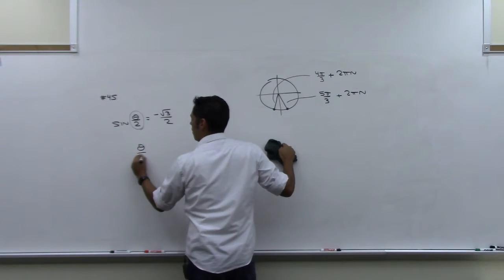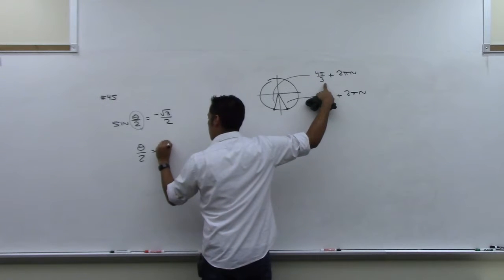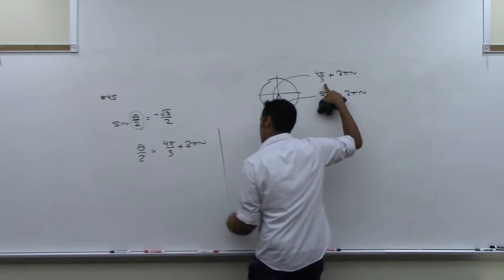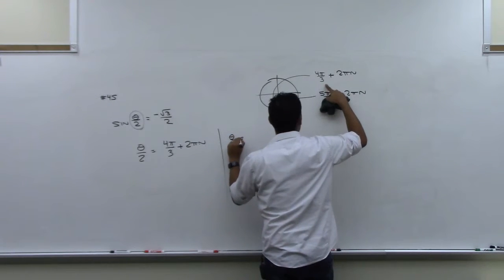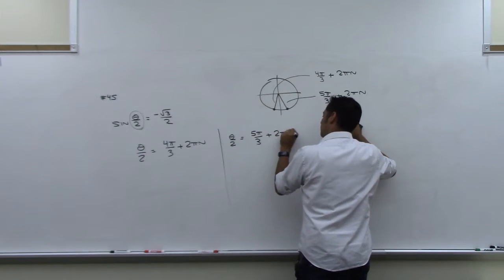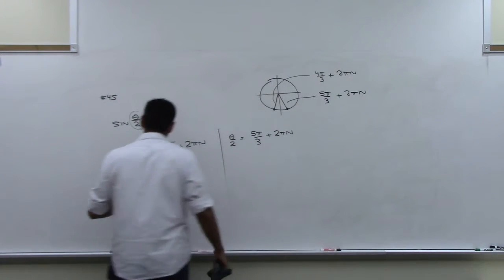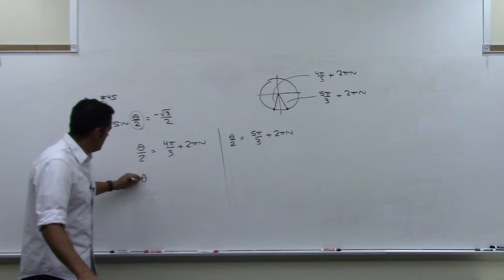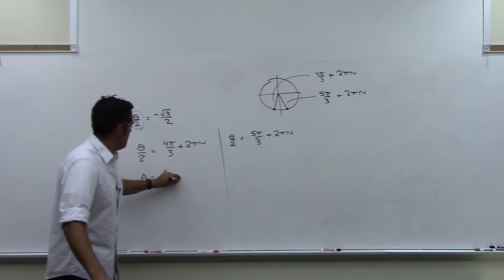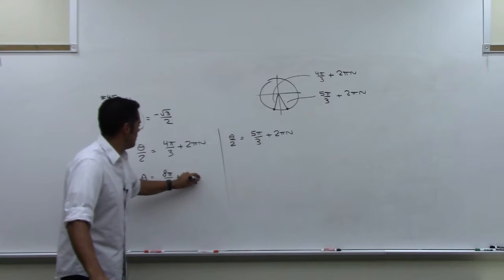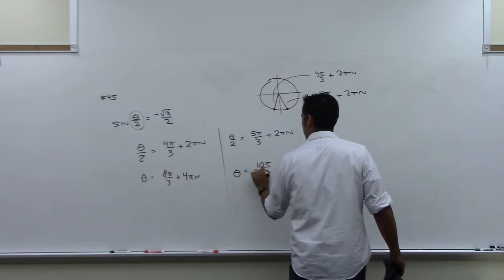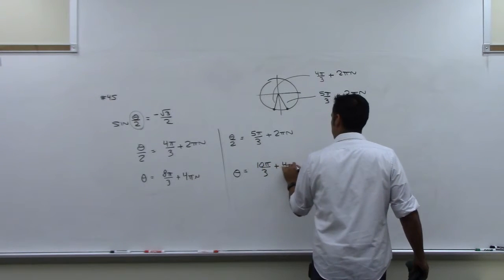So if I set theta over 2 equal to this one, 4 pi over 3 plus 2 pi n, and I set the argument theta over 2 to 5 pi over 3 plus 2 pi n, and now multiply both sides by 2, I get theta is, hit that with the 2, 8 pi over 3 plus 4 pi n. And this one over here, theta equals 10 pi over 3 plus 4 pi n.